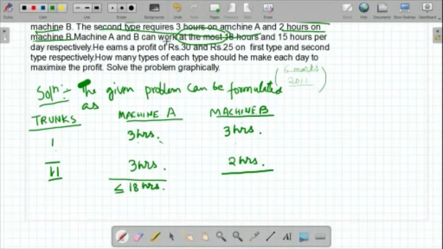Okay, what is machine B? At the most how many hours? 15 hours per day. So it should be machine B less than or equal to 15 hours. Next is the last line, then we are done.